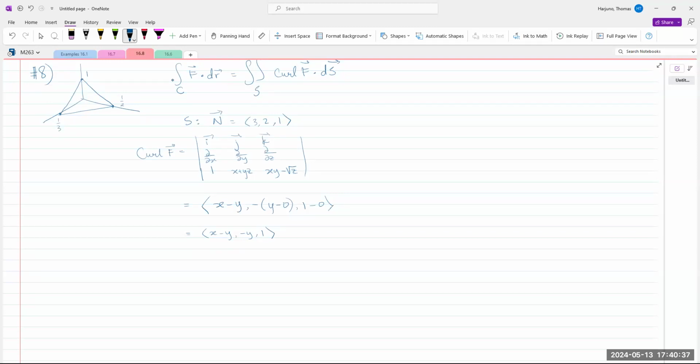So what happens with the curl of F dot dS? That will be (x minus y, negative y, 1) dot (3, 2, 1) dA. That is 3 times (x minus y) minus 2y plus 1 dA. That is 3x minus 5y plus 1 dA. Hopefully I don't make any miscomputation.